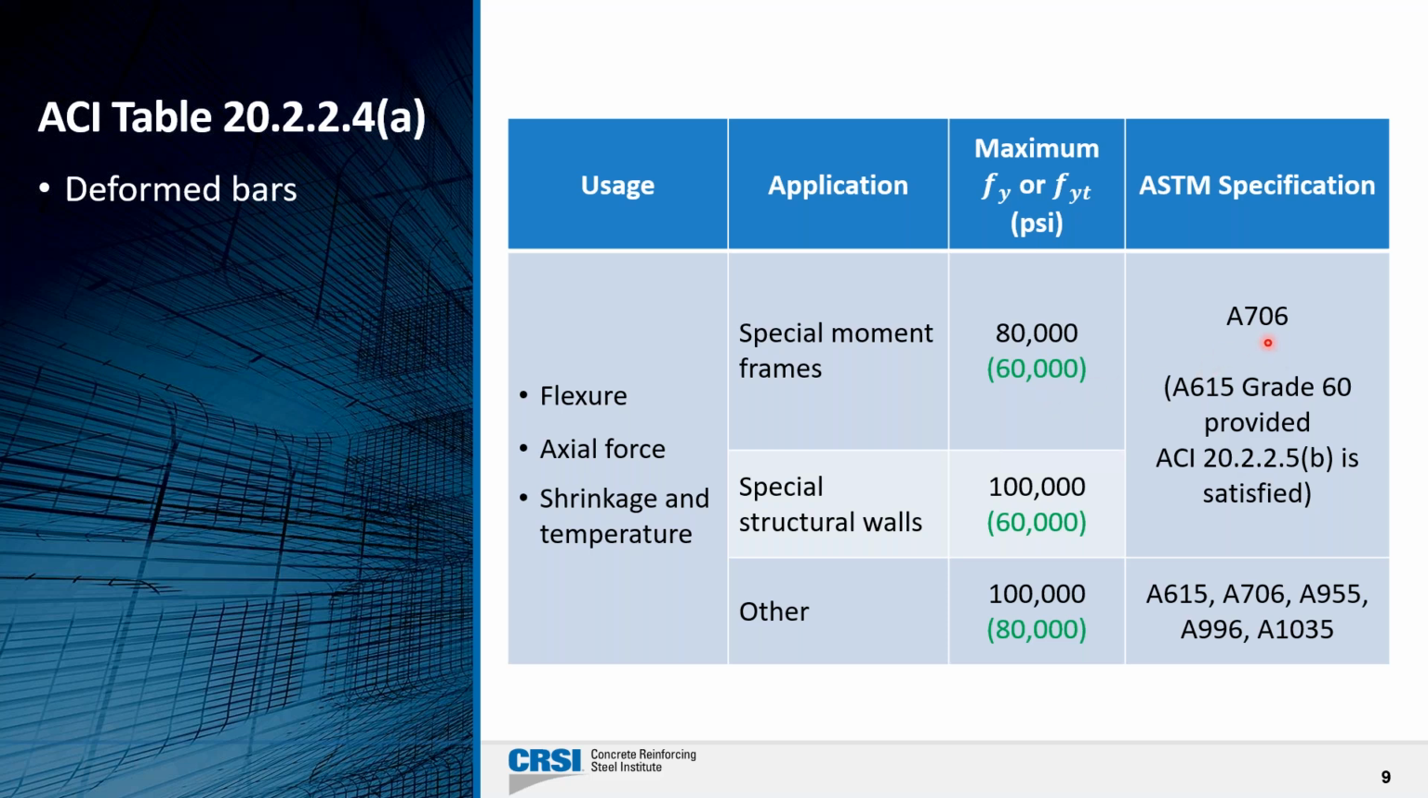Okay, still A706 has to be used because of its overall ductility. Special structural walls, grade 100 is now permitted to be used. Previously, it was grade 60.